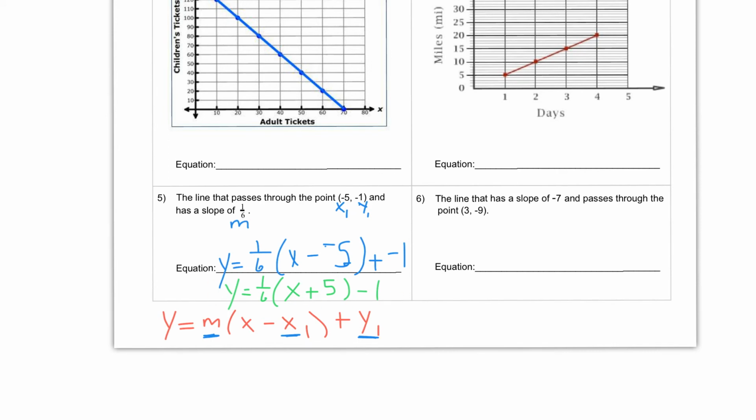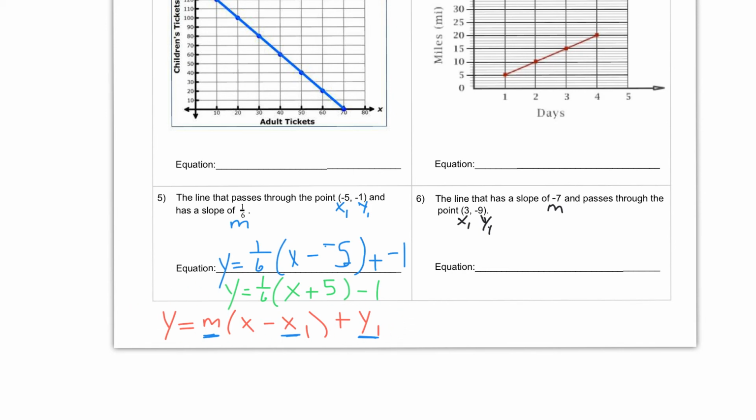Let's do this one more time in question number 6. So in question number 6, we have a slope of -7. So remember, our slope is that m value in our equation. So let's label that as m. And then our point is our x sub 1 and our y sub 1. So here, the point 3, -9, that's going to be our x sub 1 and our y sub 1. So let's label that. So this is our x and this is our y. It always goes in alphabetical order, x and then y. And then again, we're just plugging into the same equation that we had here, which is our point-slope form.